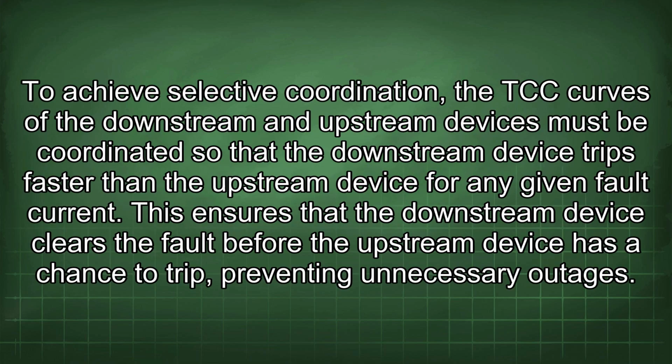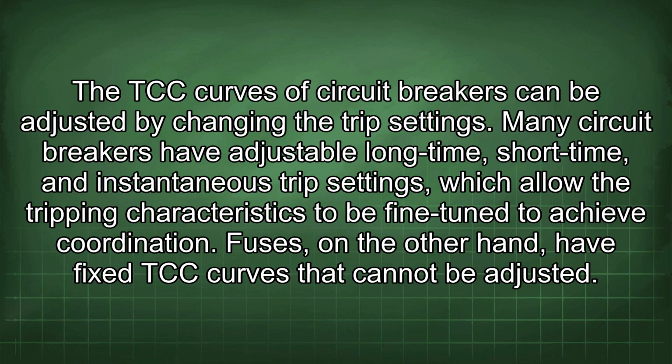To achieve selective coordination, the TCC curves of the downstream and upstream devices must be coordinated so that the downstream device trips faster than the upstream device for any given fault current. This ensures that the downstream device clears the fault before the upstream device has a chance to trip, preventing unnecessary outages. The TCC curves of circuit breakers can be adjusted by changing the trip settings.